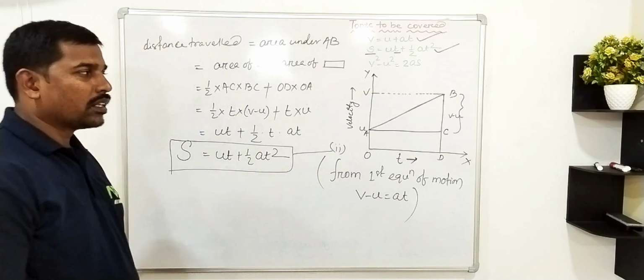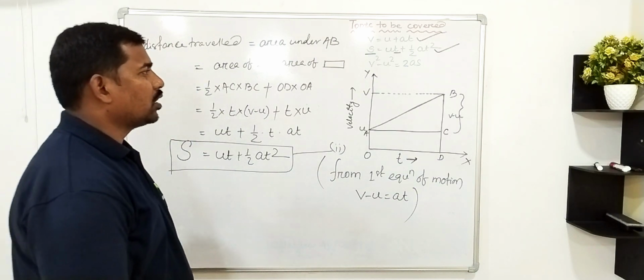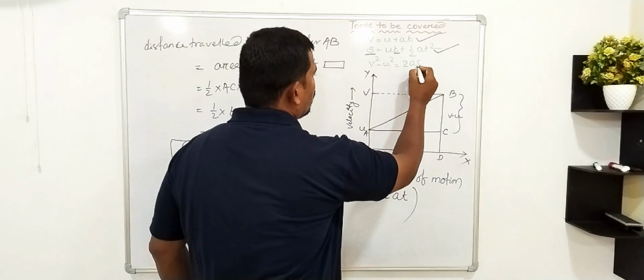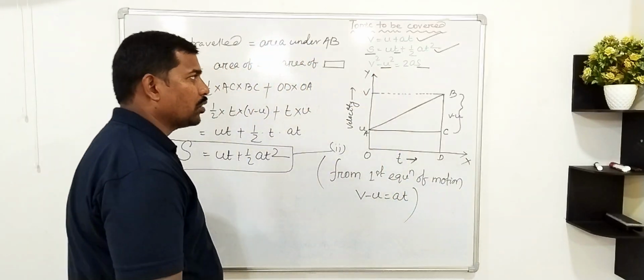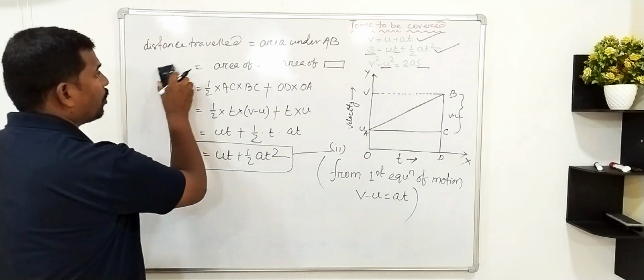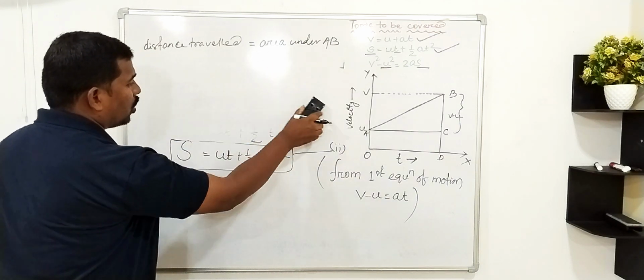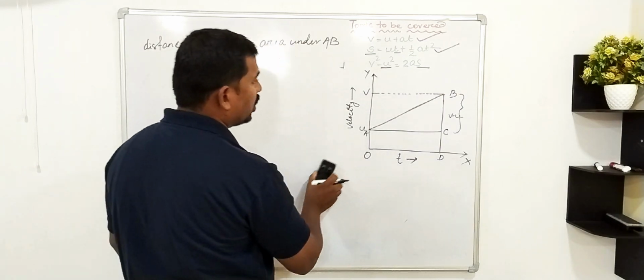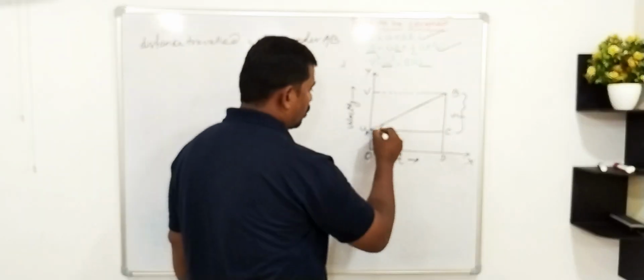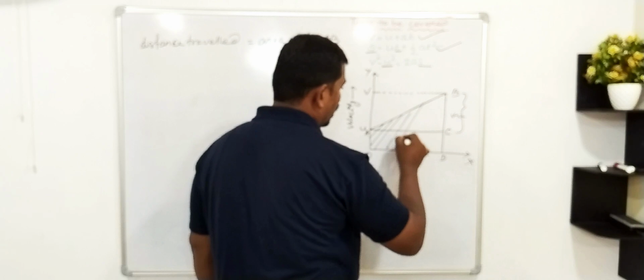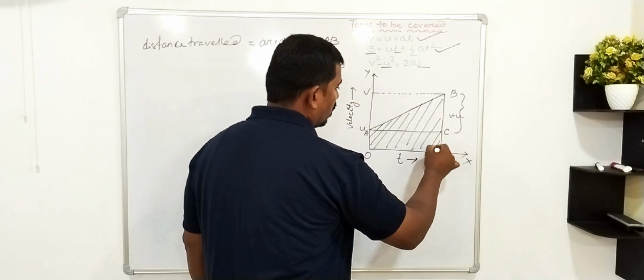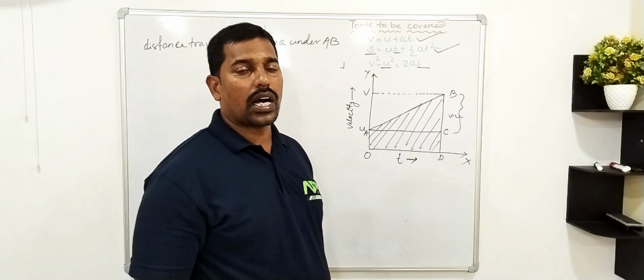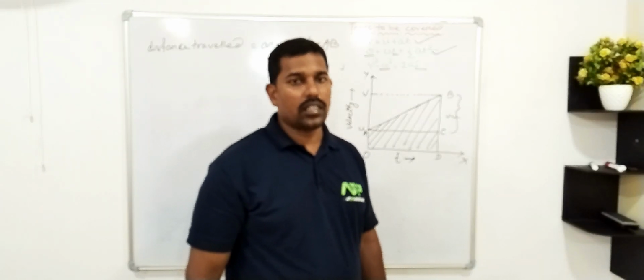Then third, we will see position and velocity, the relation between position and velocity. The distance traveled is the same for all three cases; the graph is the same. The distance traveled is equal to the area under AB, and we know that this is a trapezium. OABD is a trapezium, and the area of a trapezium is half into the sum of two parallel sides into height.